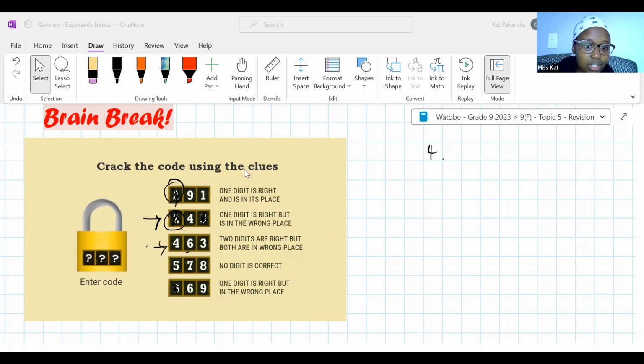Then we have one digit is right, but is in the wrong place for 9, I believe. This one we should just scratch out because 578 is eliminated. So we have a 9, we have a 6, and we have 4 and 1, right? So what do we think? What do we think the code is, guys? I've given you enough to write.